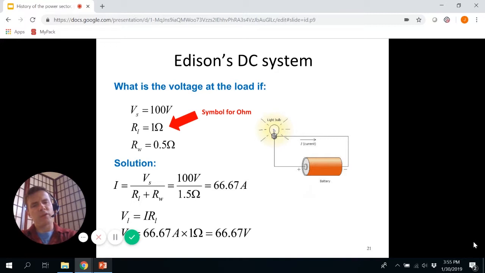If we want to figure out the voltage at the load itself, we just have to multiply the current we just found times the resistance of the light bulb itself, which in this case is 1 ohm. So the voltage at the load is just equal to 66.67 amps times 1 ohm, or 66.67 volts.